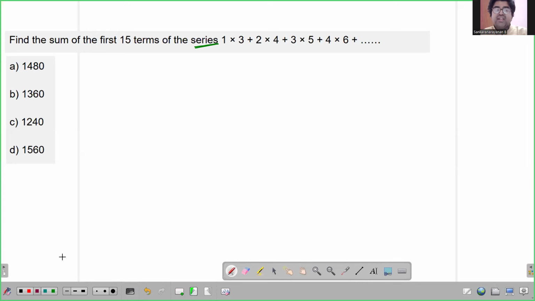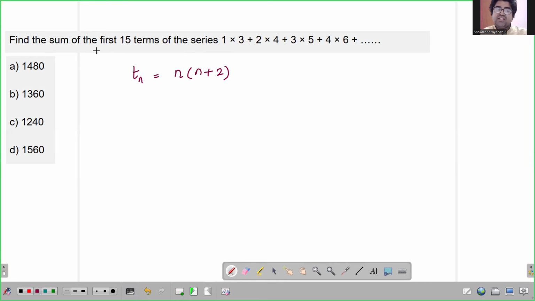You are asked to find the sum of the first 15 terms of this given series. So I can write the nth term of this given series as n into n plus 2. You see, t1 is nothing but 1 into 3. t2 is 2 into 4. t4 is 4 into 6. It comes like this, right?